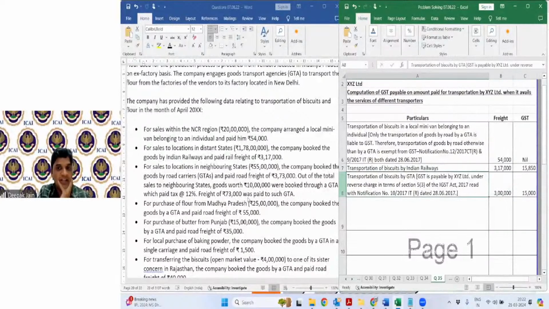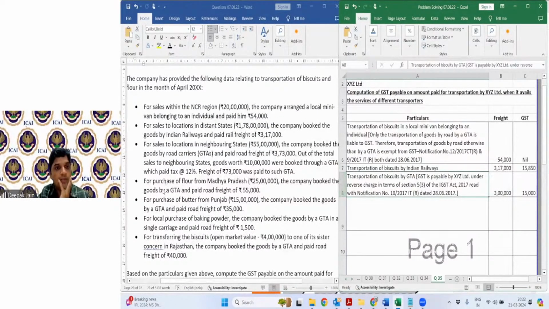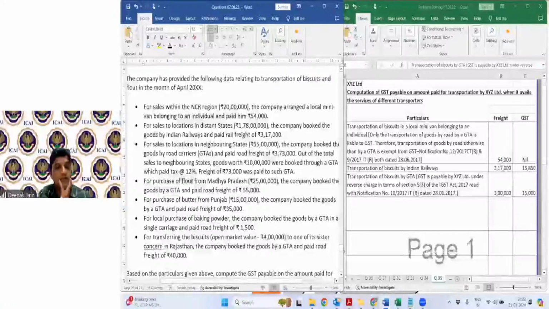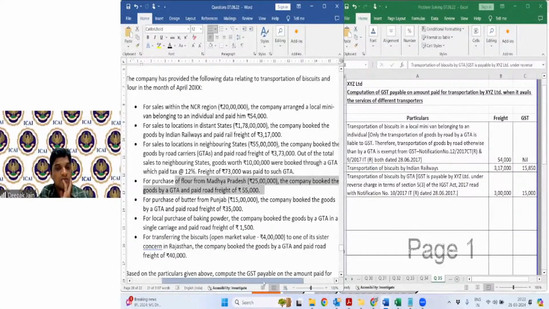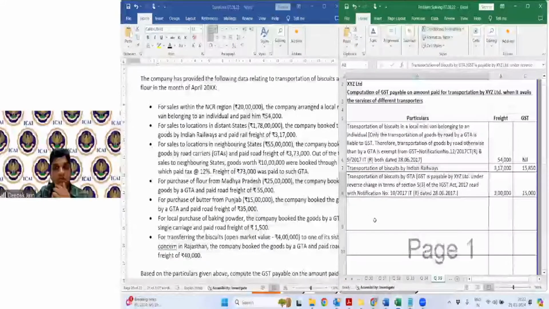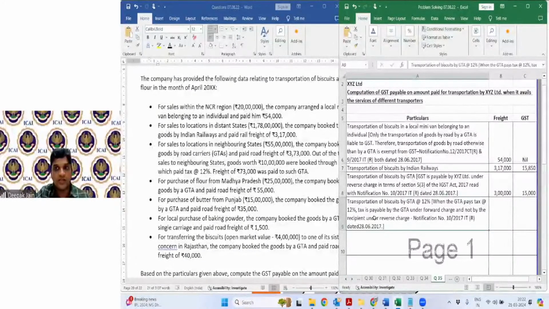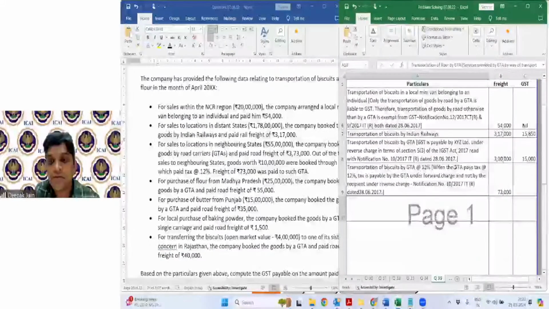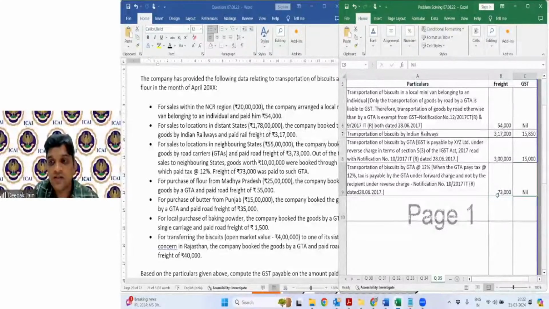Okay. Next point, for purchase of floors from Madhya Pradesh, the company booked the goods by a GTA and paid road freight of 55,000. Okay. Transportation of biscuits at 12%. Okay, so on 12% I will not compute. So that 73,000 I will mention. GST is nil. I'm breaking up the 3 lakhs as 3 lakhs, and 73,000.